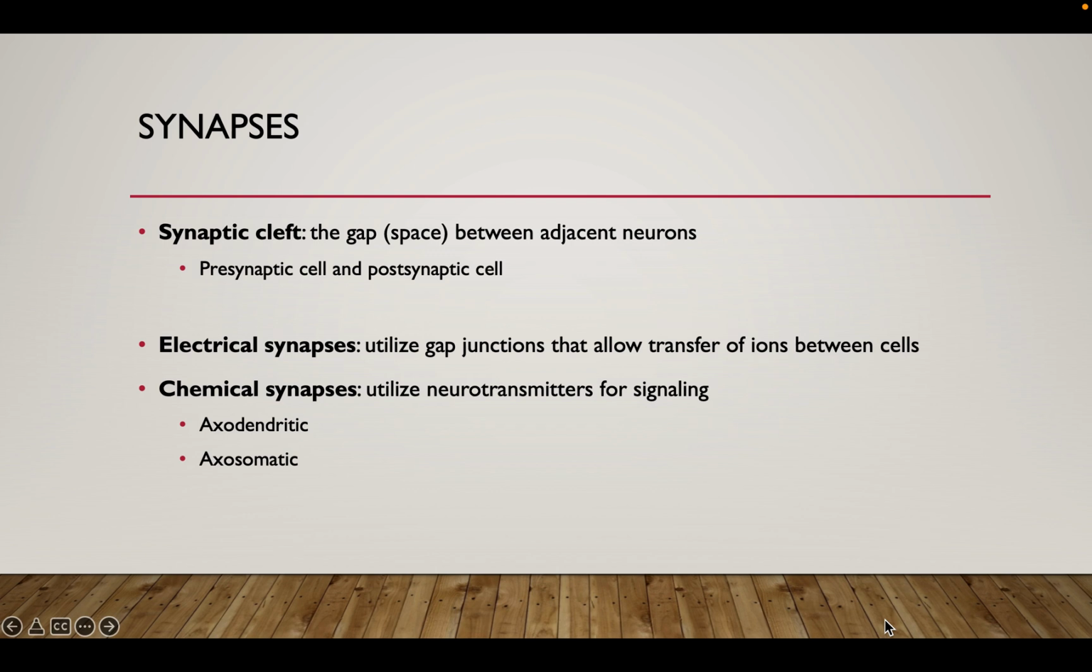So, our synapses. A synapse is generally just the space or kind of the gap between different neurons. And so you have a general synapse, you have a synaptic cleft, which is the actual physical space in between it, and you can name cells by where they're located relative to the synapse. So are they before the synapse or are they after the synapse? If they're before the synapse, you call them a presynaptic cell. If they are after the synapse, you call them a postsynaptic cell.